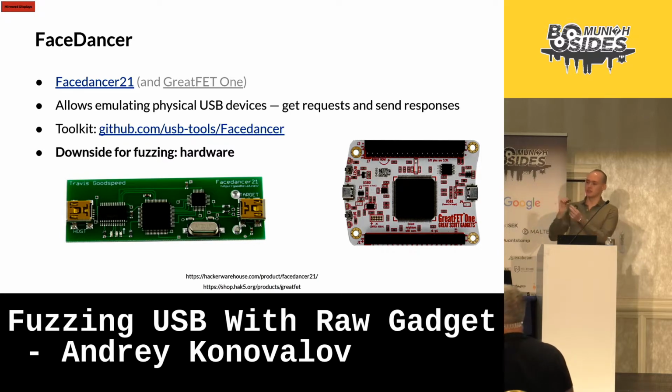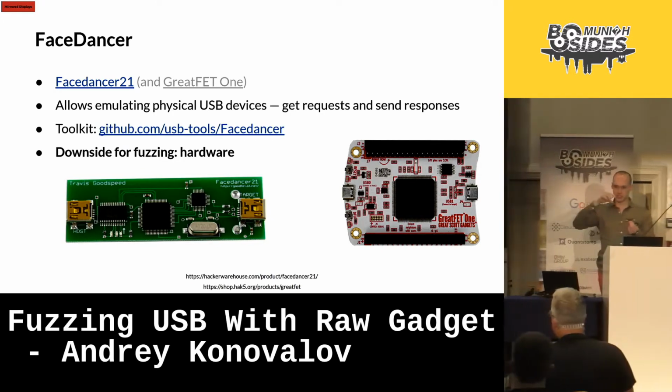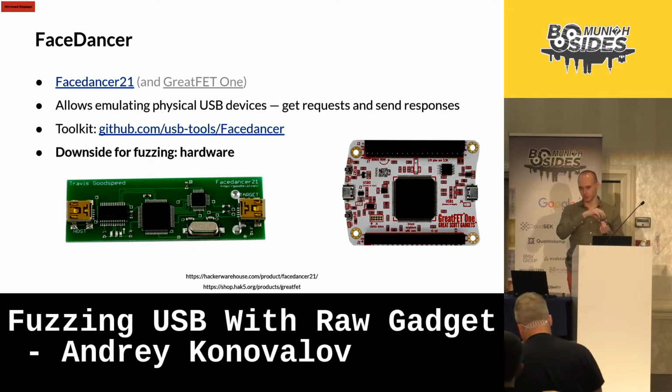Essentially, this board has 2 USB ports, one on the left, one on the right. One of them is plugged into a computer that you control, and the other is plugged into the computer you're trying to attack. On the computer that you control, you can run a Python library that allows you to receive USB requests and provide responses to them. This way you can emulate devices. And of course, since we can emulate devices, we can use this board for fuzzing.